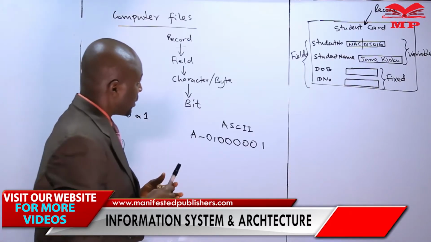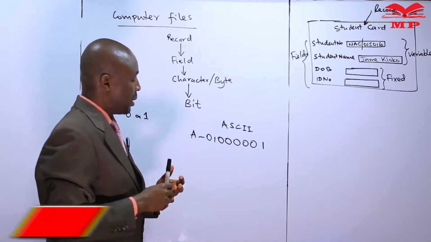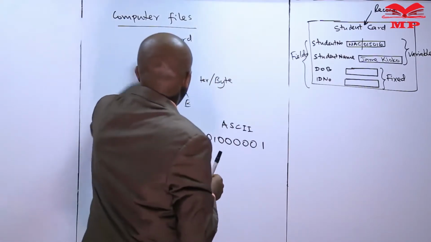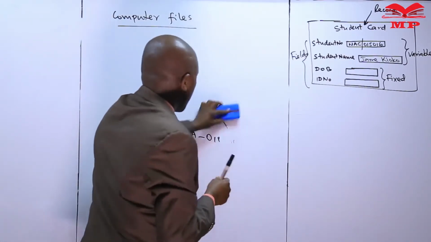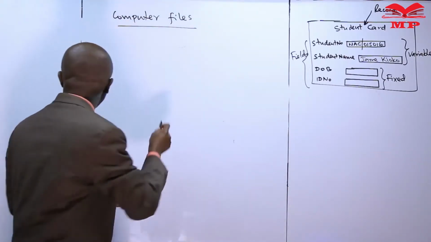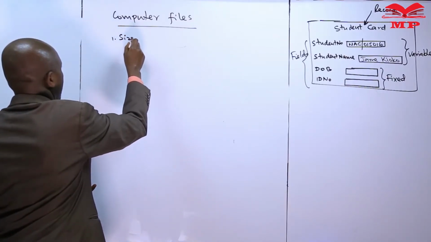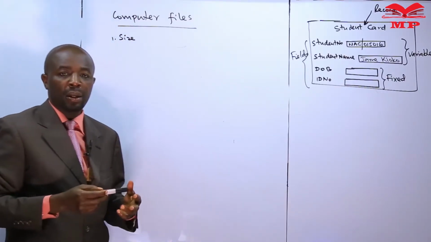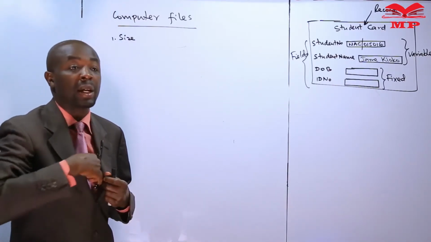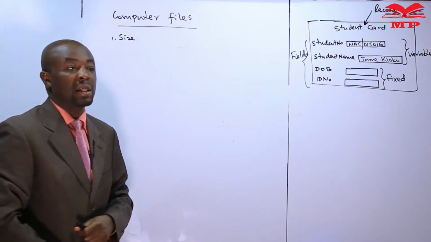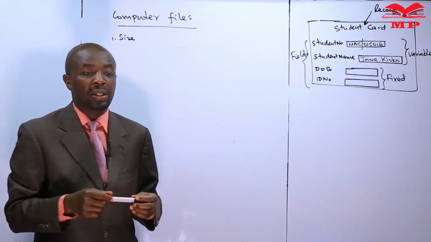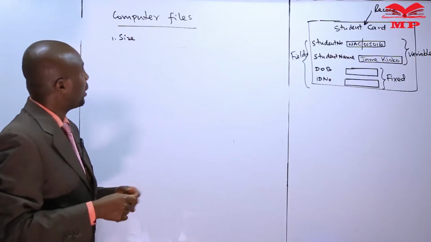Then we look at the characteristics of a computer file. A number of characteristics of a computer file exist. The most basic one is the size of the file. How large or how small is the file? We can click the name of the file, then click properties, and that will give us the size of the file, which is normally measured in megabytes or in kilobytes.